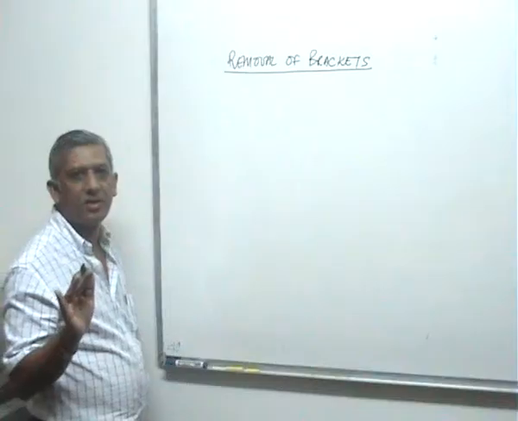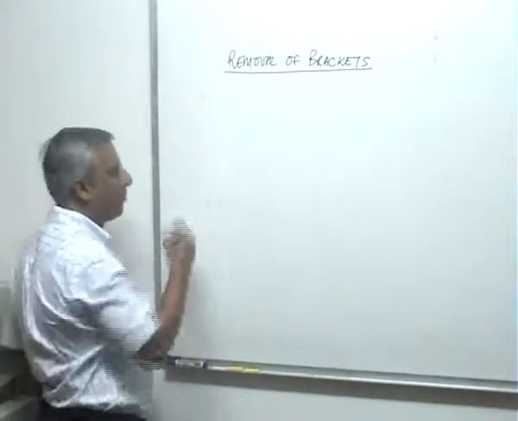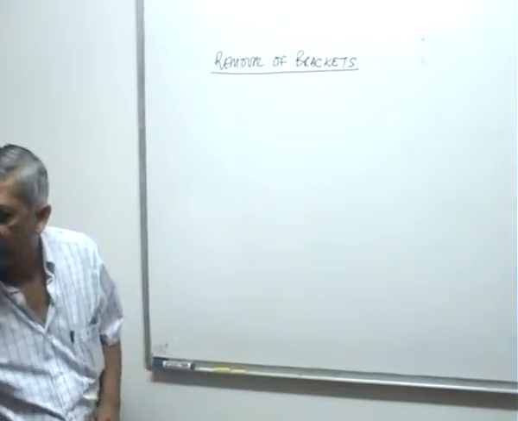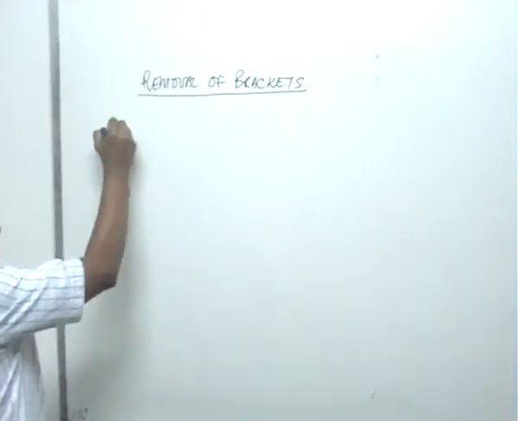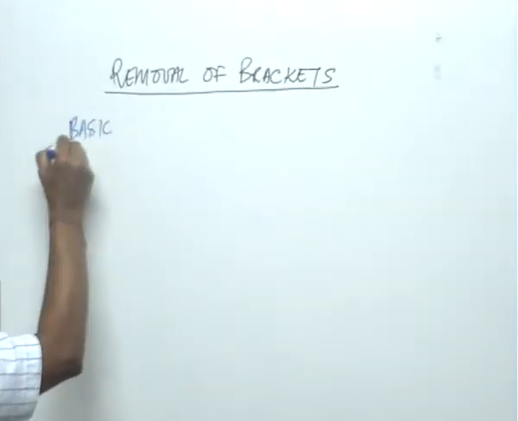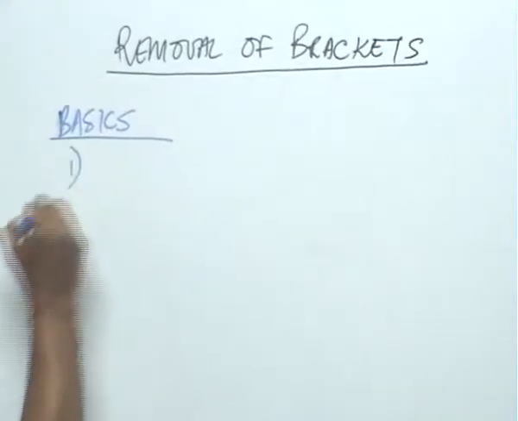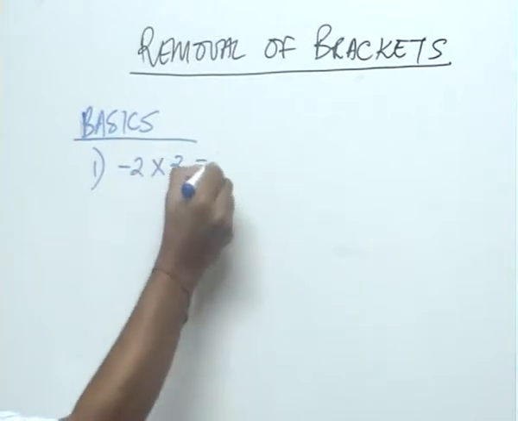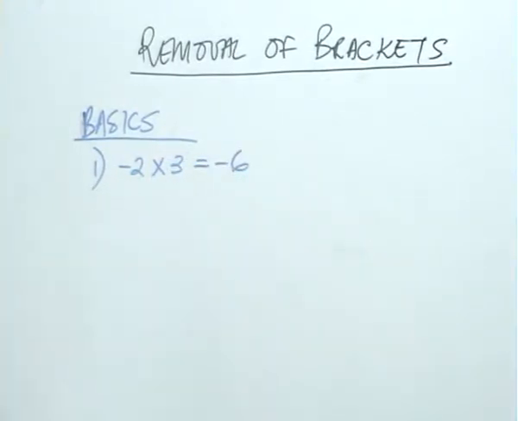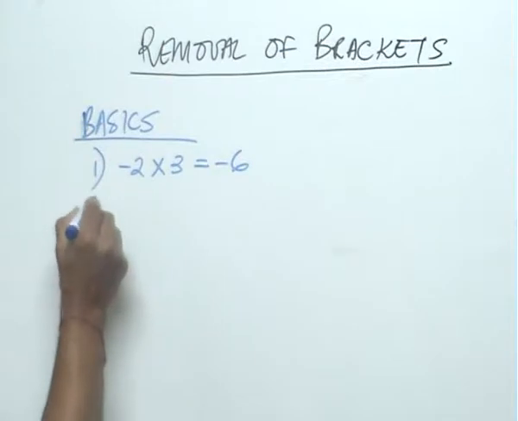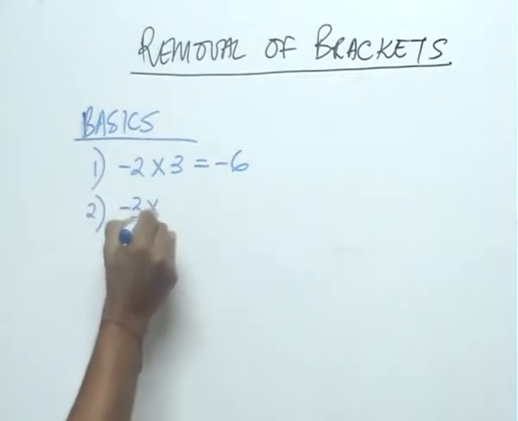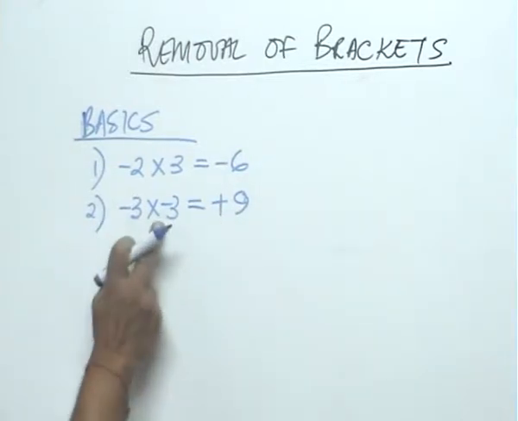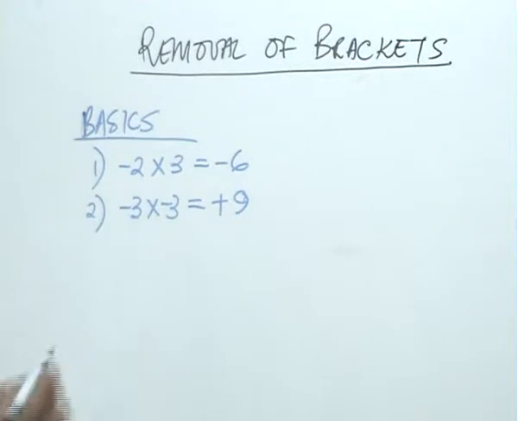Here are the answers for on removal of brackets. You must know your basics. So let's put the basics down here. Firstly, you must know minus 2 times 3 is minus 6. In other words, you must know a negative times a positive is a negative. You must know, for example, minus 3 times minus 3 is plus 9. You must know a negative times a negative gives you positive.